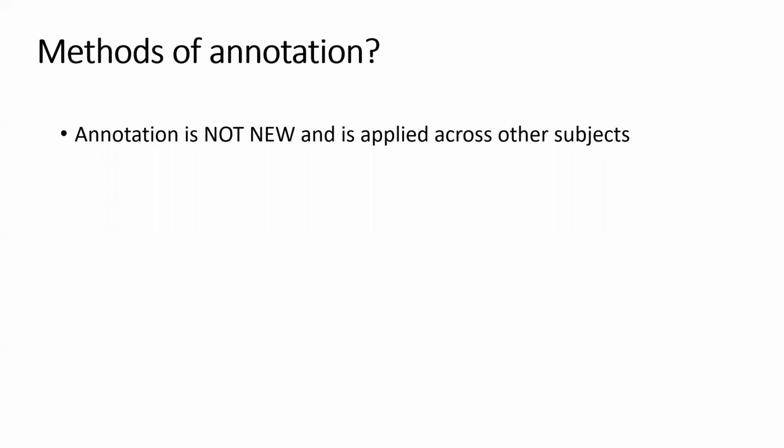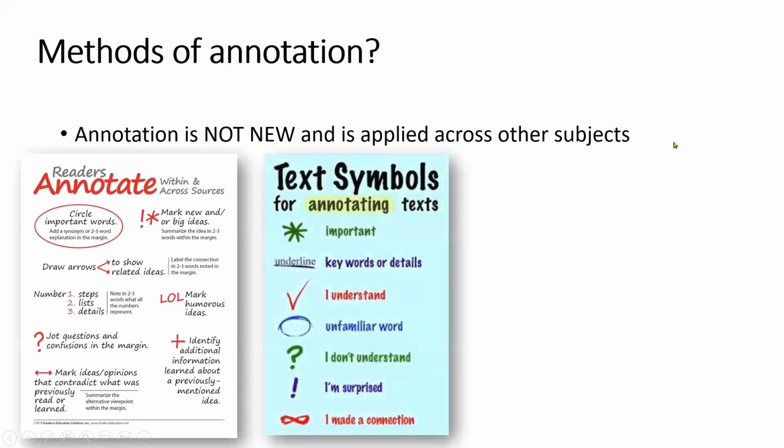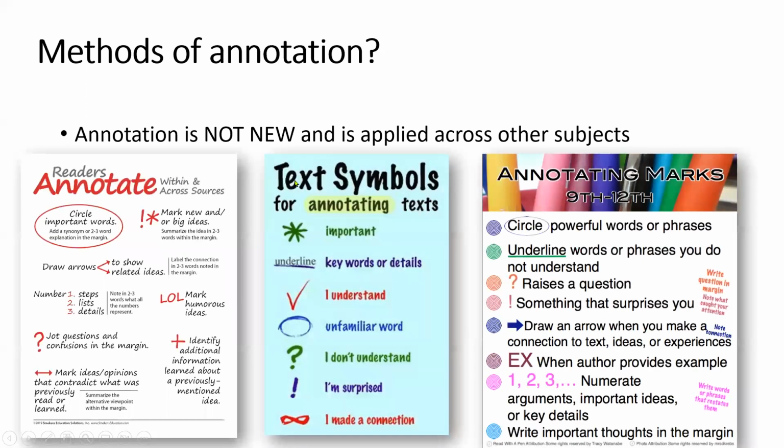Now, methods of annotation, it is not new and it is applied across subjects. So these are just some of the samples that can be found online. Some would circle important words, they'll put an asterisk or a star, or an exclamation mark, there's numbering, there's question marks if, for example, you're not sure, additional information. So it is very important to perhaps have your own understanding or follow what your teacher actually would recommend. And I would say that annotation is really across all other subjects.